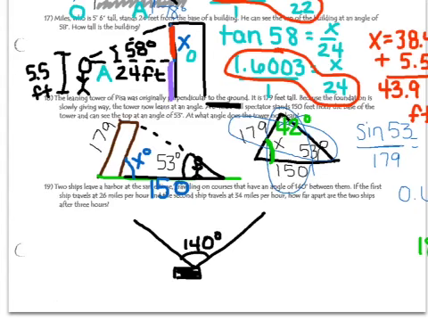Now remember, though, that 26 miles an hour does not actually give you that distance. If you're going 26 miles an hour for 3 hours, you would do 26 times 3, which is going to be 78. And that will be your side length over here. That's the distance that the ship is actually traveling, is 78.